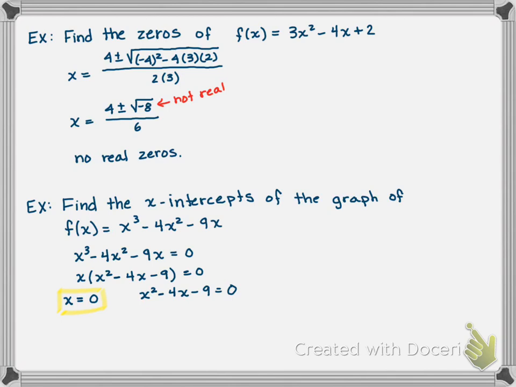So we have x equals 4 plus or minus the square root of negative 4 squared minus 4 times 1 times negative 9 over 2 times 1. What'd you guys get under the radical? 32? 52. I got 52. Okay, okay, good.